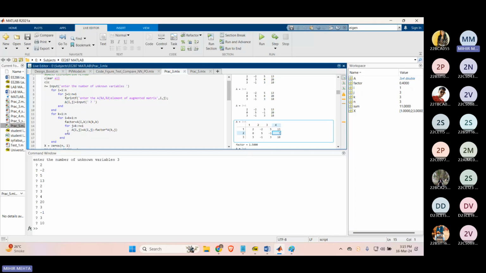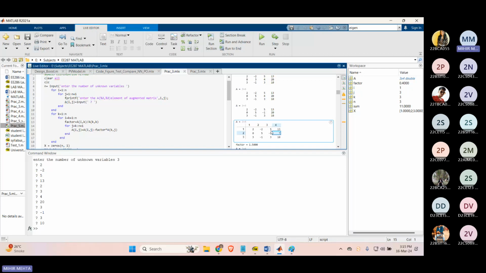So once this loop is complete, we further increase the value of i from k plus 1. 1 plus 1 was 2, now it becomes 3. Now when the value of i is 3, what would be my factor? For calculating the factor, again come here. Value of i is 3. So the factor is a(3,1). That is this. Correct?